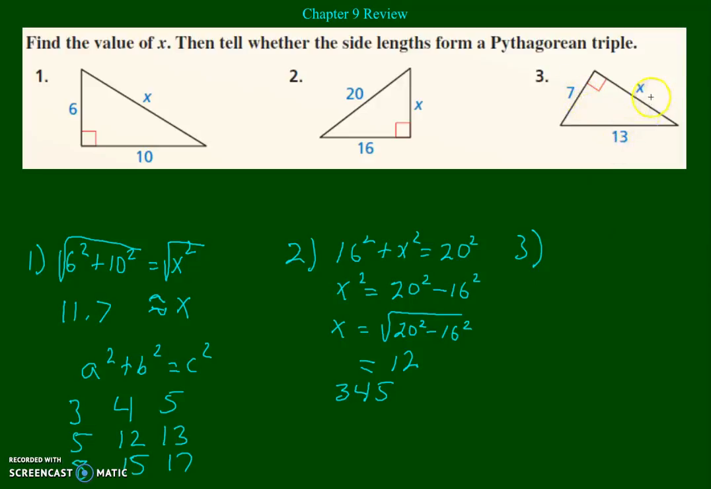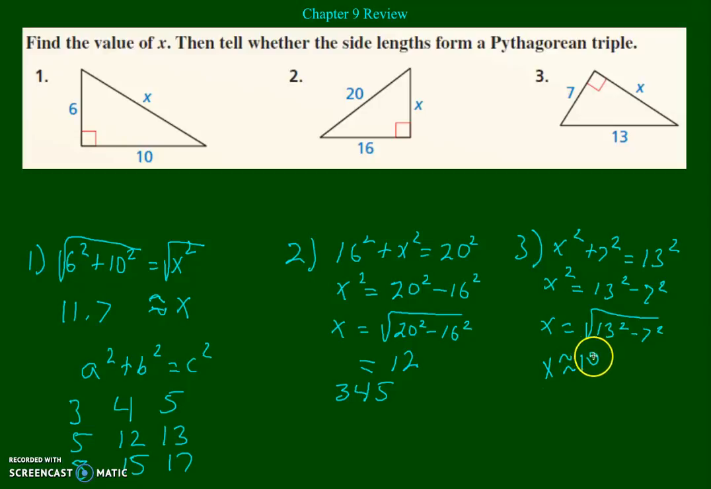Now let's move on to 3 here. We have 7, 13, and x. Doesn't look like one of the standard ones. Let's just go ahead and solve it. We have x squared plus 7 squared equals 13 squared. x squared equals 13 squared minus 7 squared. And x equals the square root of 13 squared minus 7 squared. Put that in our calculator, and x comes out to about 10.6. So this is not a Pythagorean triple. So let's move on to the next problem.